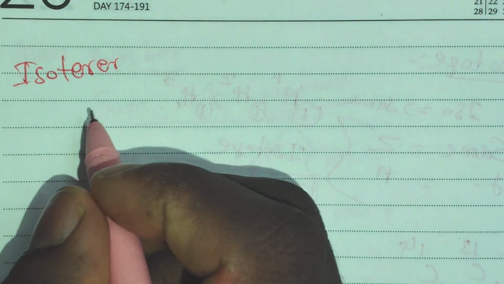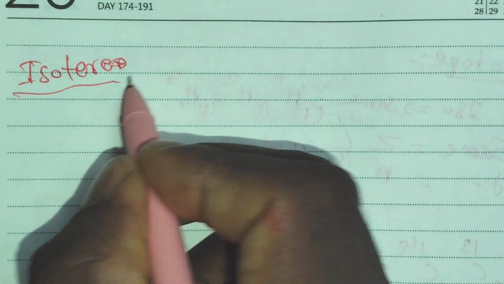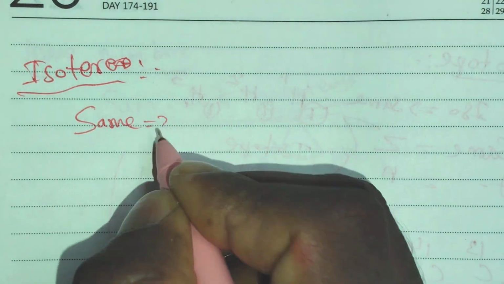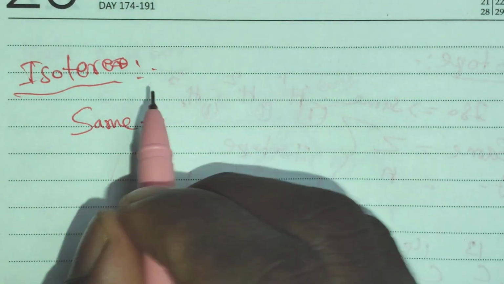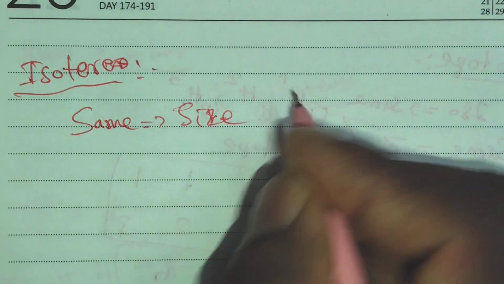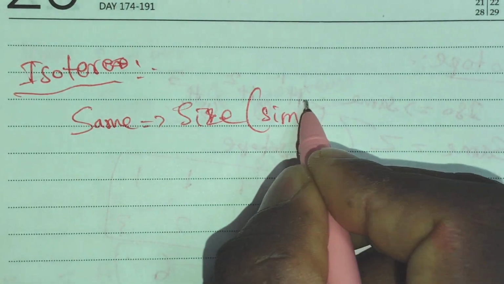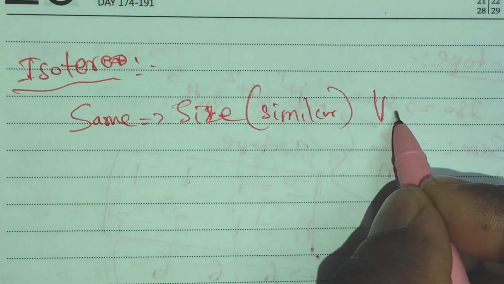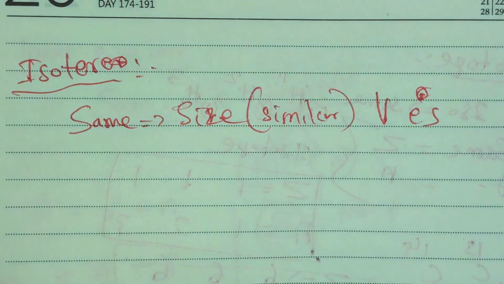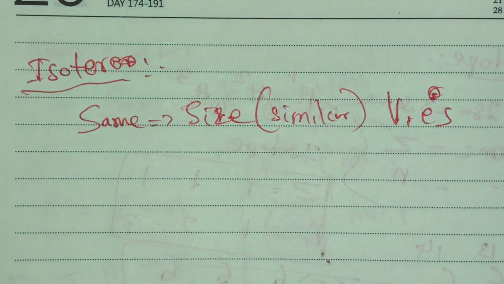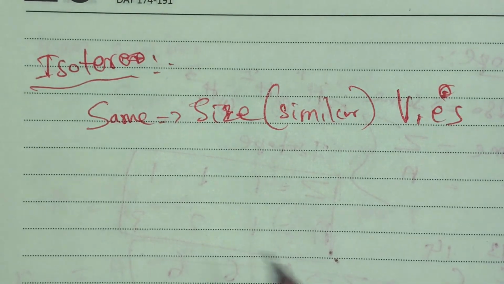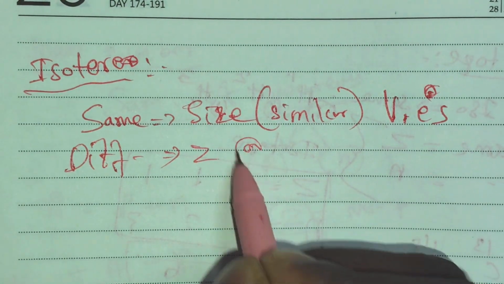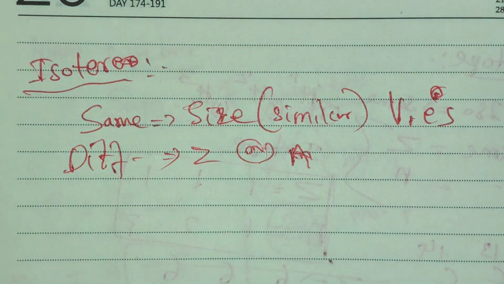Isosteres are species that have the same or similar size, as well as the same number of valence electrons. But they differ in atomic number or mass number. Those are the differences.